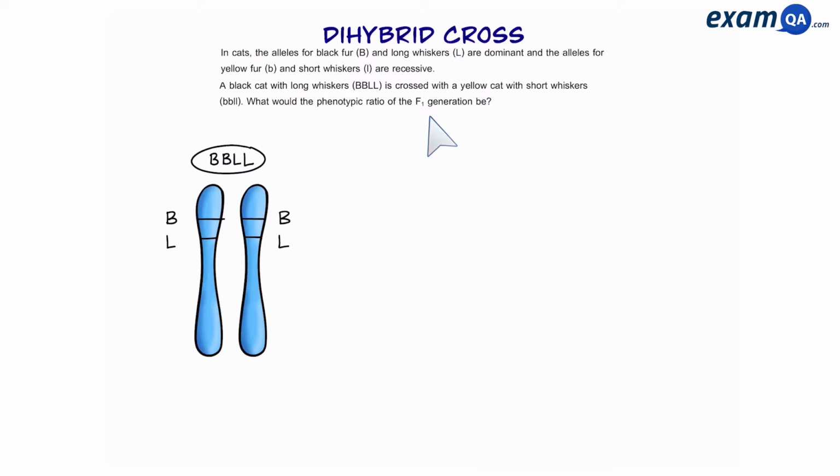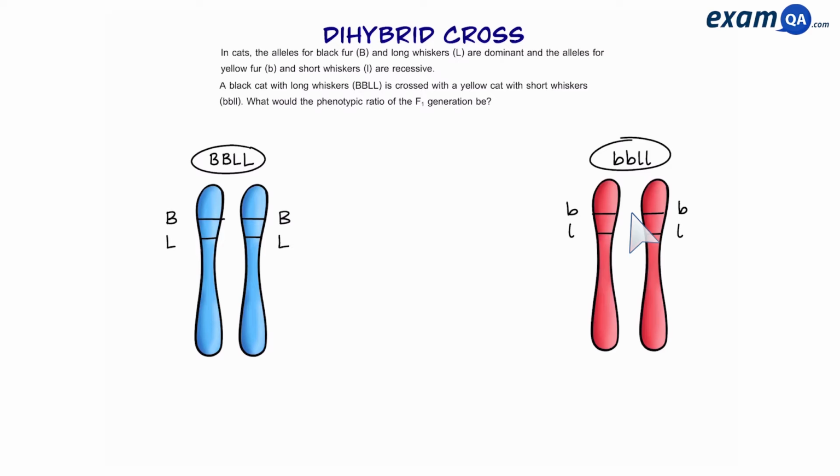Okay, so first of all, here is the black cat. We can see that they've given us the genotype, and based on that we can say that the chromosomes will have big B and big L. And here is the yellow cat with short whiskers, and these are the genes that it's going to have. So the first thing that we want to do is work out what type of gametes they will produce.